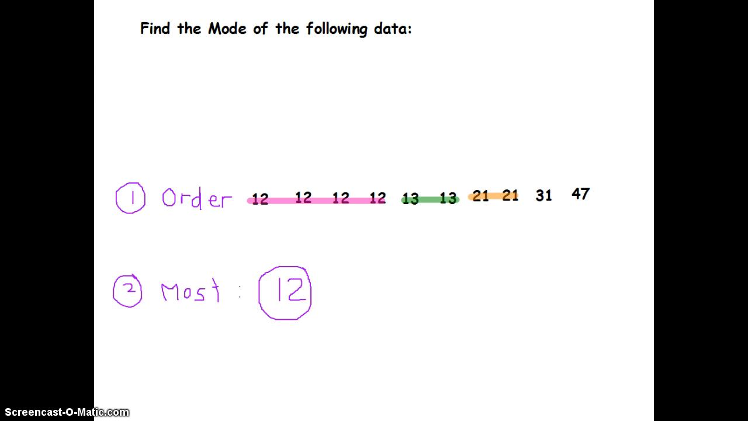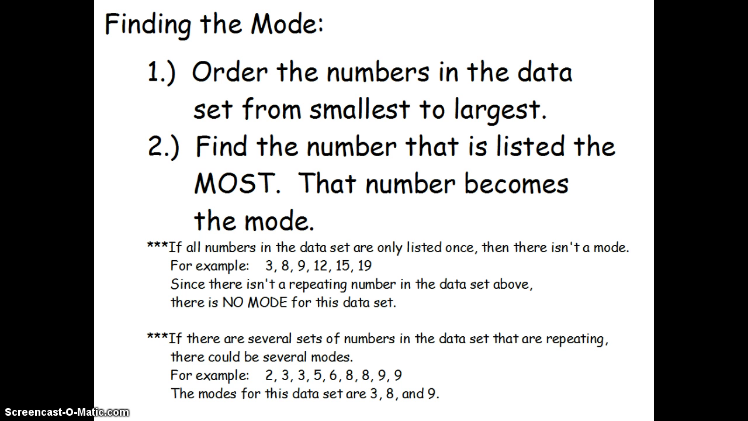So today when you're solving your problems, when you find the mode, the first thing that you want to do is always order the numbers of the data. Order them from smallest to largest, and then you want to find the number that's listed the most. I always try to remind the kids mode is only 2 letters off from most. They both start with the MO, so that kind of helps some kids remember what the mode is.